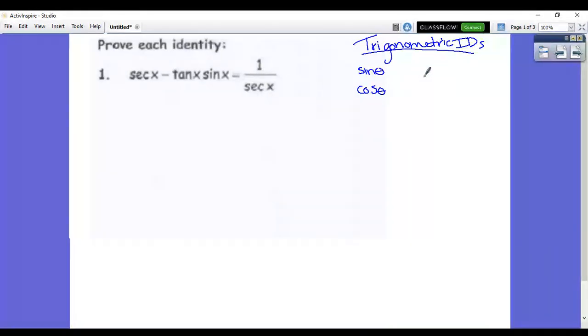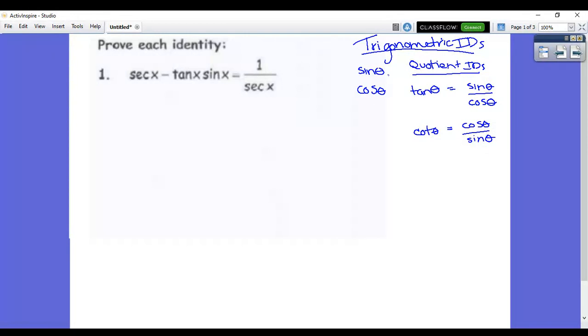You then have what are called quotient identities. You remember talking about quotient identities? Okay, it's okay if you don't. So quotient identities, for example, you have tangent, which is equal to sine over cosine. And then you have cotangent, which is cosine over sine, right?